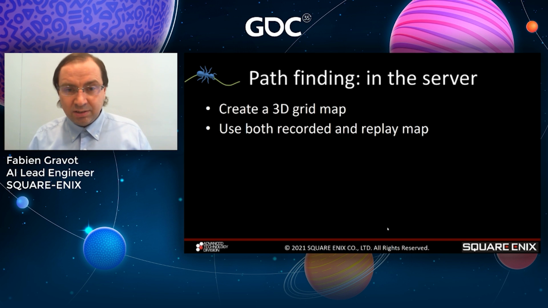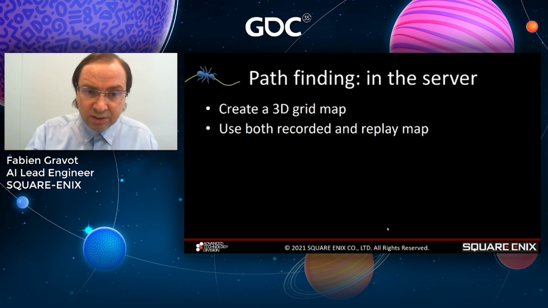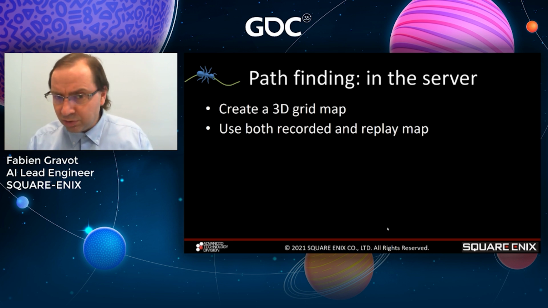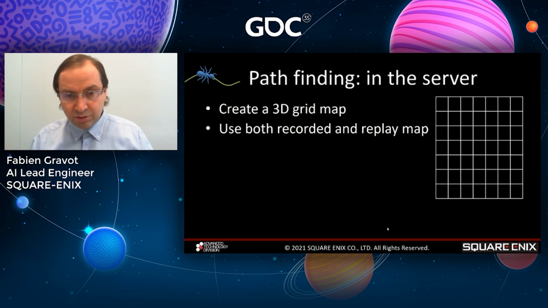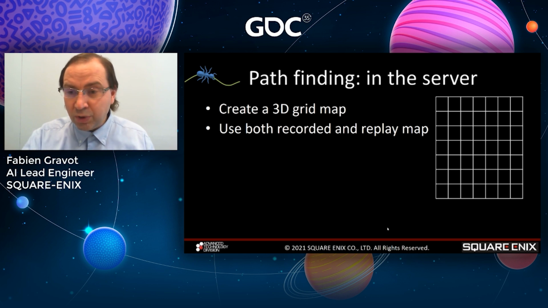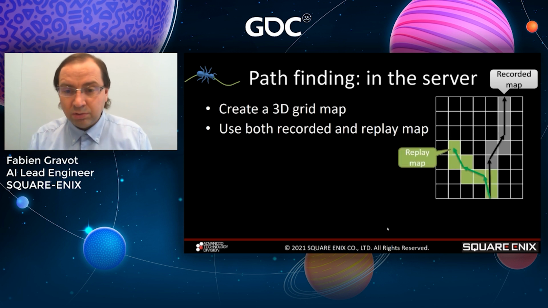Now, let's start to talk about the move-to part. So we say that we move, but in fact, we don't use the navigation mesh directly. In fact, we mostly do not use a navigation mesh. We create a 3D grid map during the replay. It will use the recorded data, or previous replay data, so we can create a path and say that we are able to connect them, but also we will have the current replay.